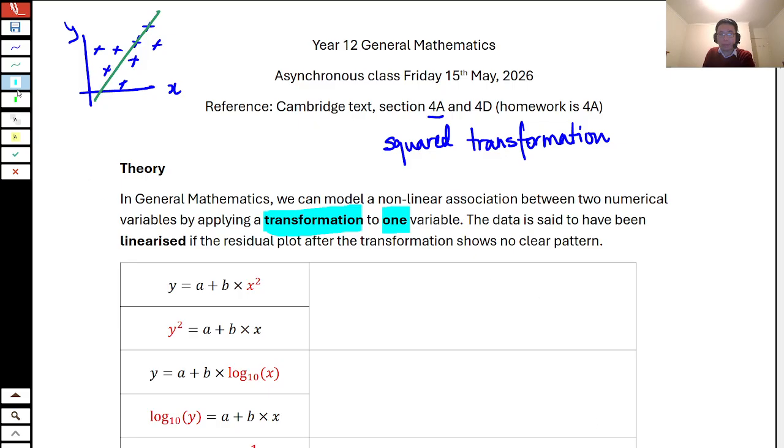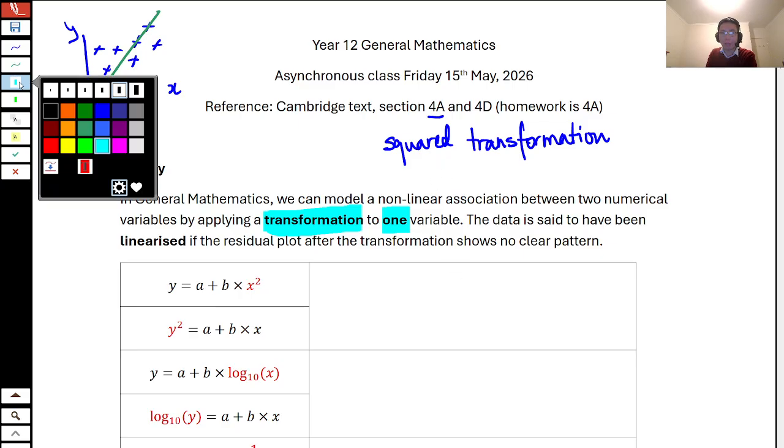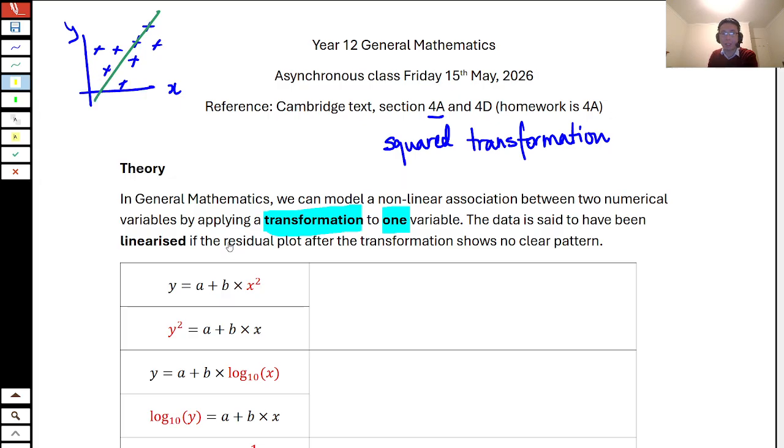We will know that we have been successful if, after the transformation, we generate the residual plot again, and we find that there is no longer a clear pattern. When this has happened, we say that the data has been linearized.